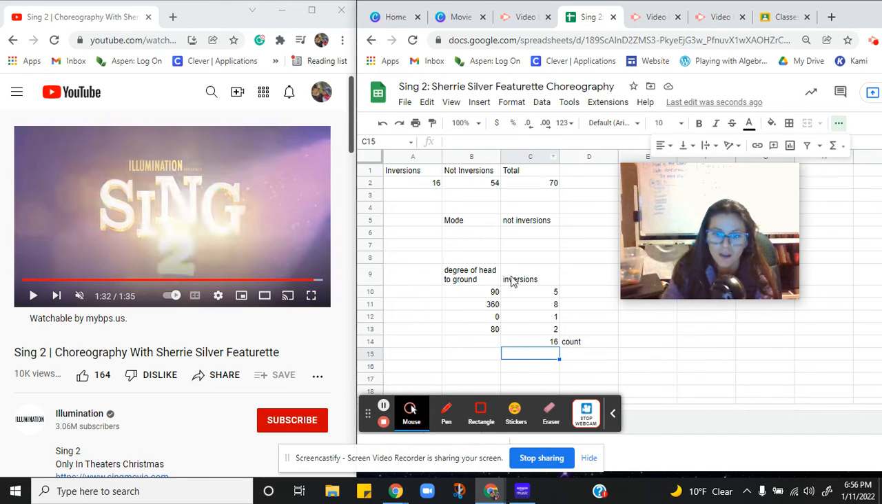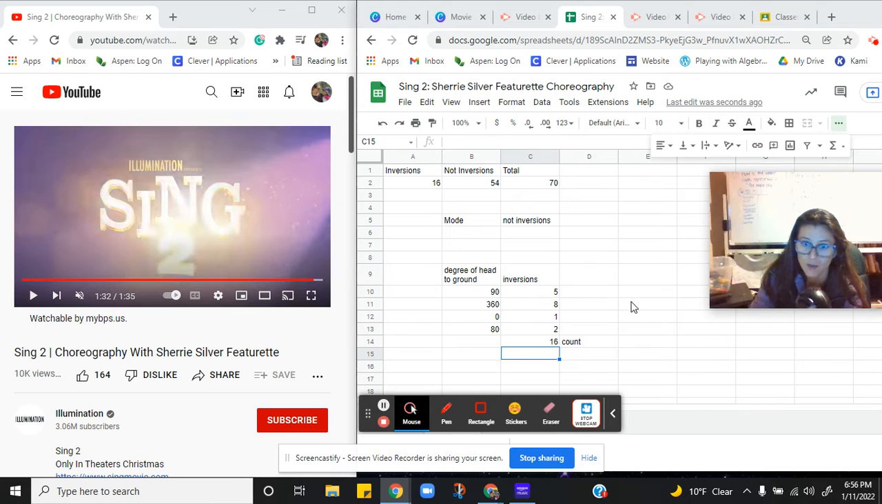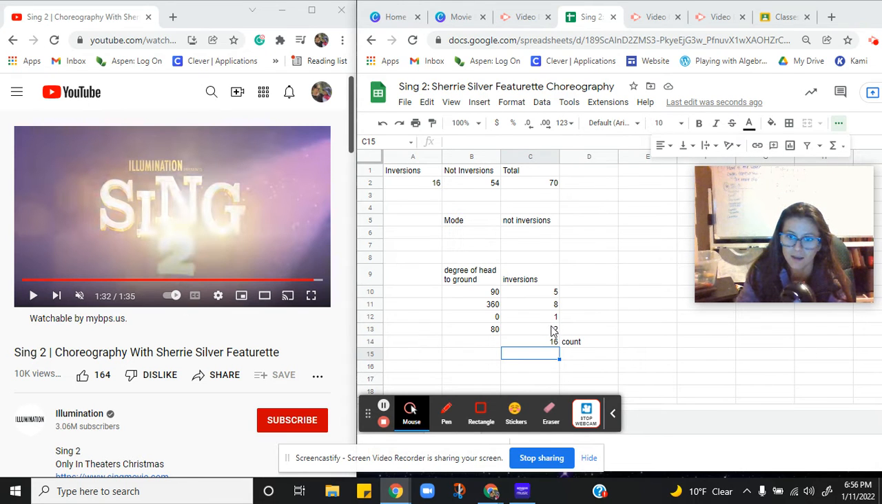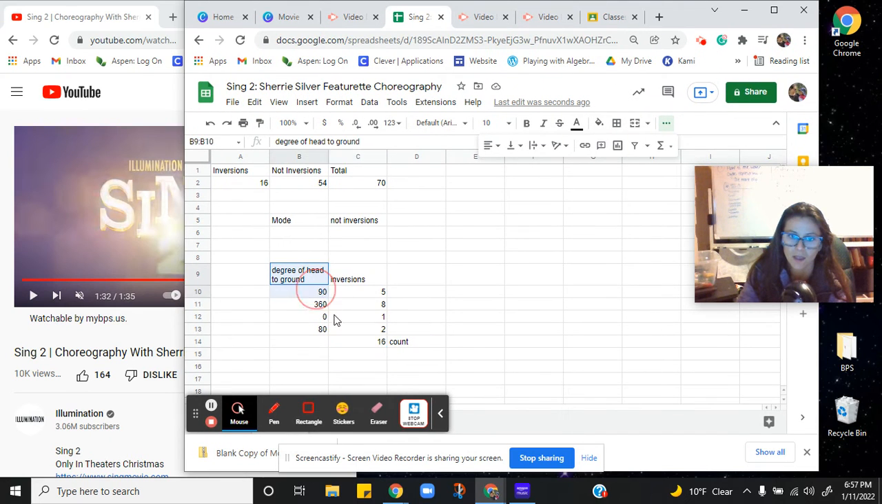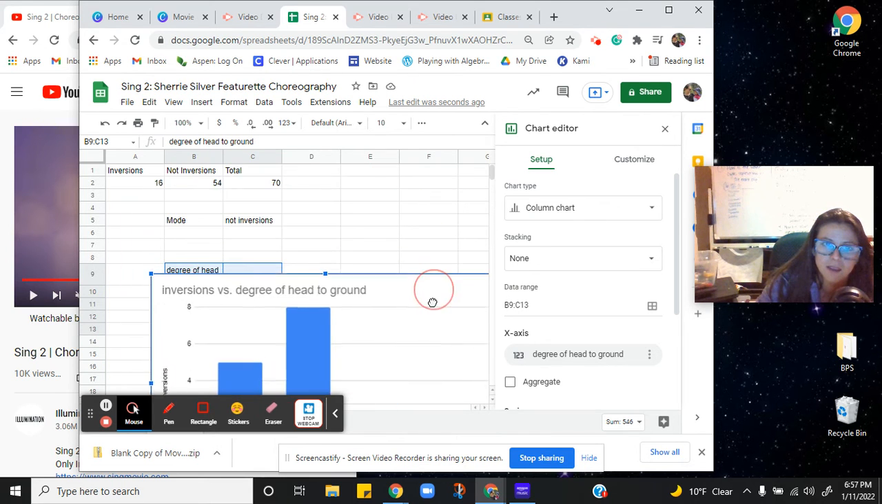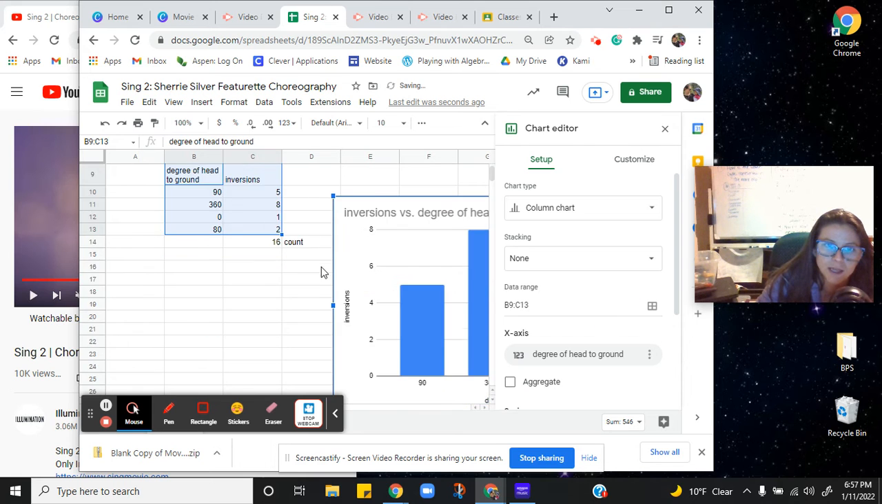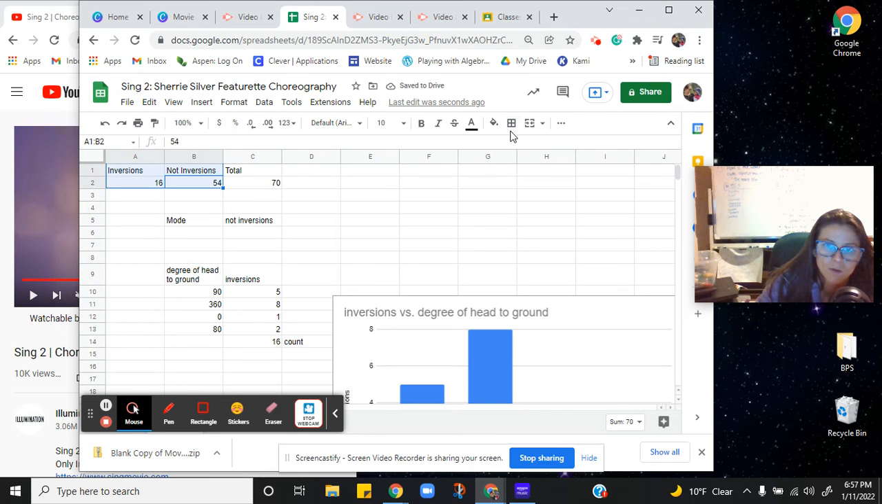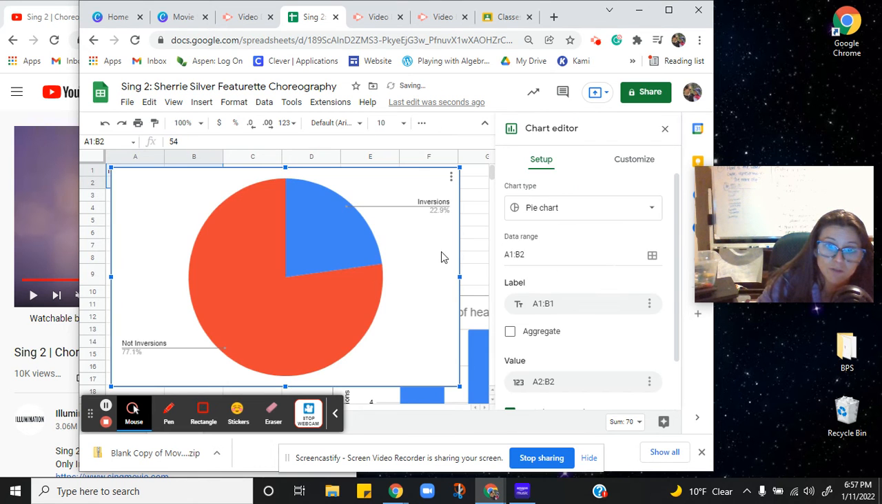I'm not sure. So now with this, we have some more wiggle room, right? So if we make a chart here, we can do a bar chart, a bar graph, and we talked about that before. Another chart we can make, and I'm going to go back to this one. What would the bar chart look like with the less detail? Just, what are the dance moves, inversions or not?